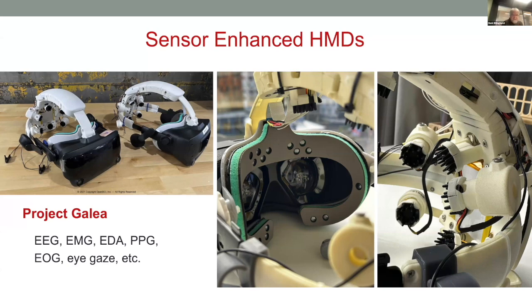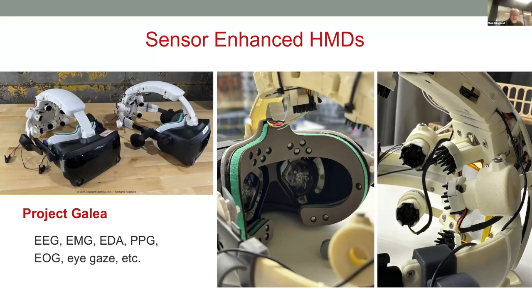So this display is very expensive. The Galea display costs around 30,000 US dollars. But in the next 10 years, the cost will come down. So within 5 to 10 years' time, you'll have VR headsets and AR headsets that will have a wide range of physiological sensors in them. You can measure things like cognitive load and activity as well.